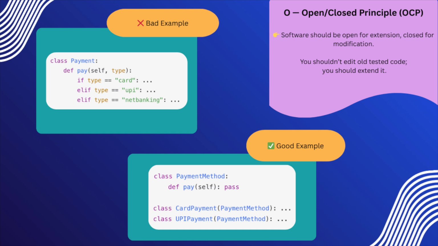So that is not a good example. Now here, let's say if we want to add a new Google Pay, then we need to again add one elif condition. So that will be violating this principle. A good example will be to create a class PaymentMethod that will define this pay function. Then you create separate classes, CardPayment, UPIPayment, NetBanking, or if you want to add any new class, let's say Google Pay, then you can define a separate new class. So that will be open for extension but closed for any old code change.